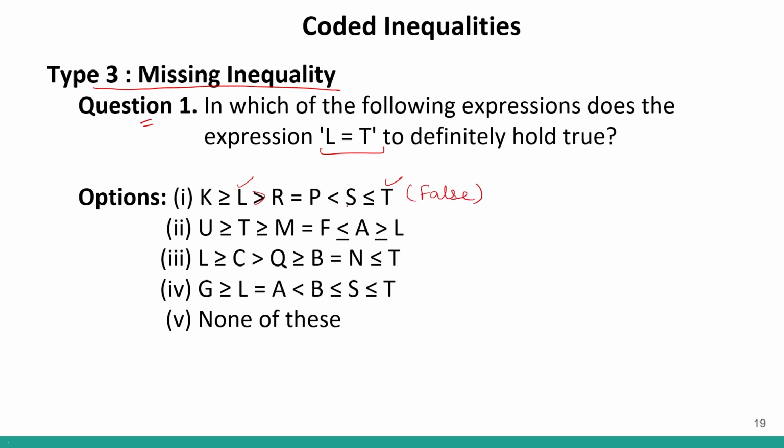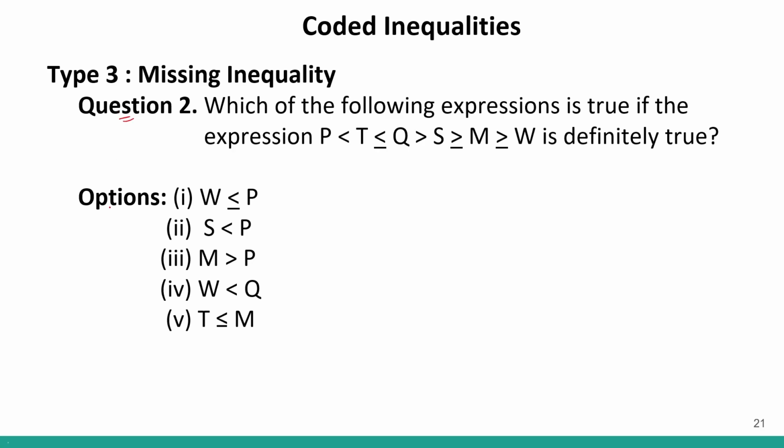Correct? Moving on to option number 2, I can see L over here and T over here. Again, I can see this sign. So this will also be false. Over here, I can see L here, T here. Again, this sign I can see. I cannot see an equal to sign. So this is also false. Option number 4, L is over here, T is over here. Again, up till A I can see, but then we get this sign. So this is also false. So in none of the options does L equals T hold true. Therefore, the answer will be option number 5, none of these. Clear?